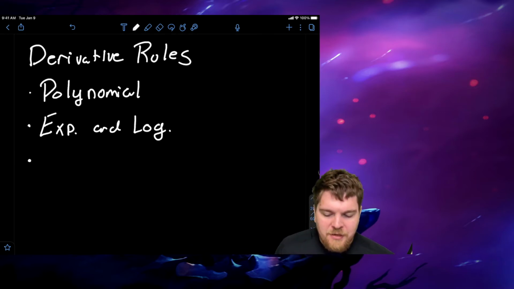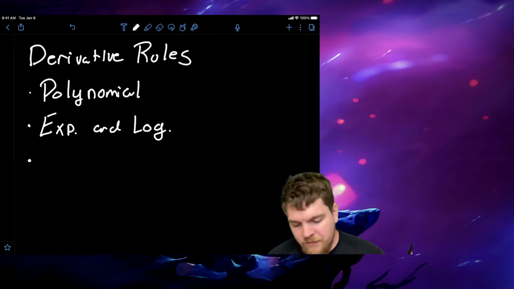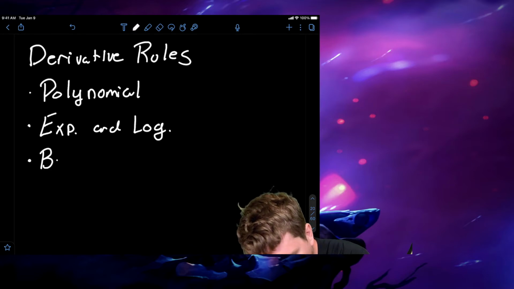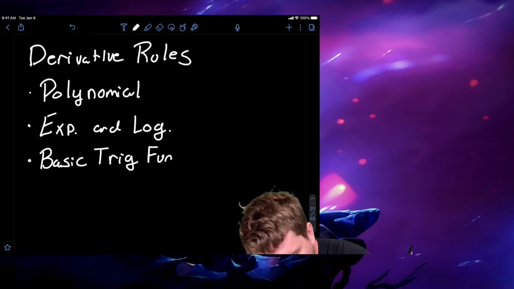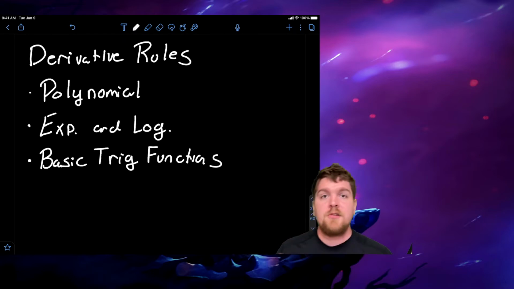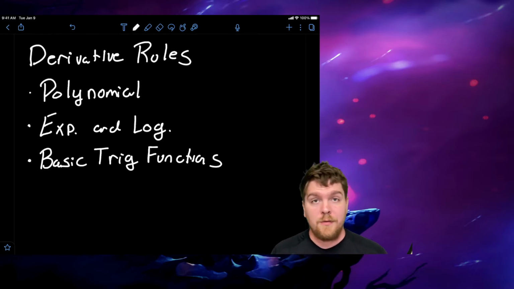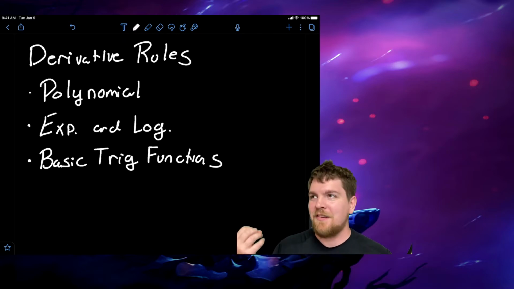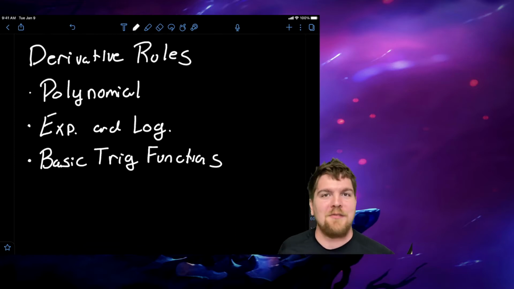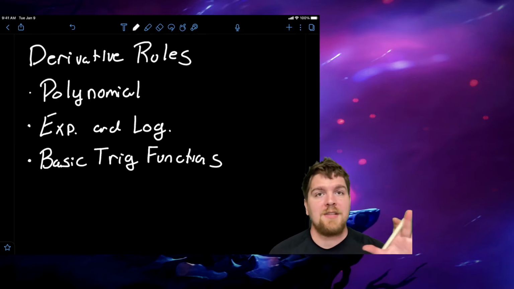I will also say I expect you to know the derivatives of your basic trig functions. You should be able to tell me that the derivative of sine is cosine, the derivative of cosine is negative sine, the derivative of tangent is secant squared, and the derivative of secant is secant tangent. Those are the ones I expect you to know even off the top of your head. I don't even want to list out the derivatives of cosecant and cotangent because I'm afraid I might get them wrong, but I think if I thought about them for a minute, I could rattle them off. But definitely sine, cosine, tangent, and secant.